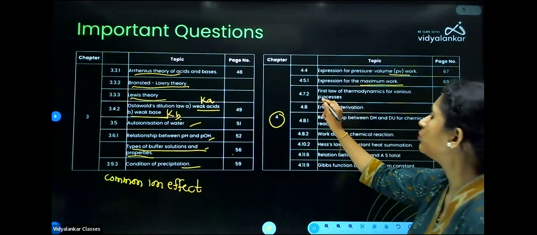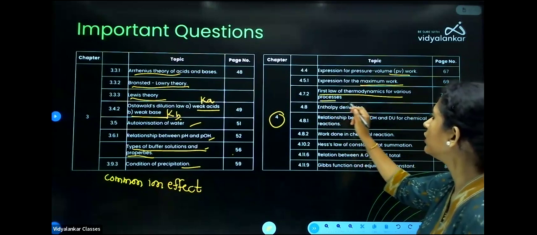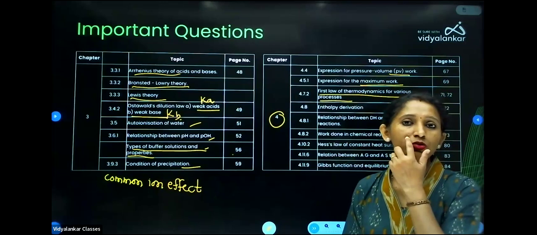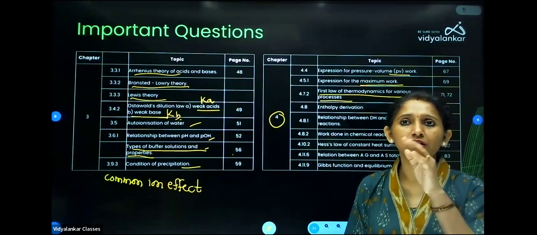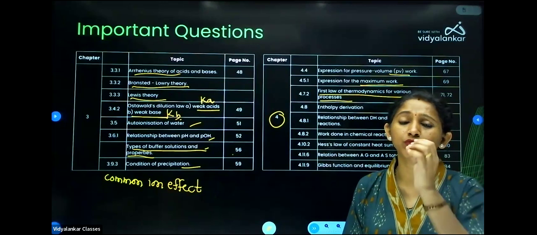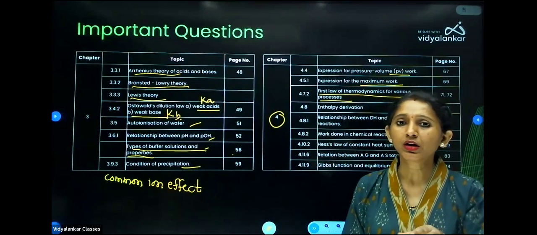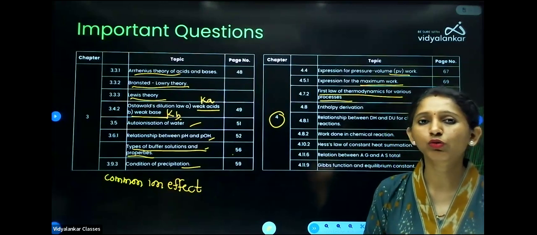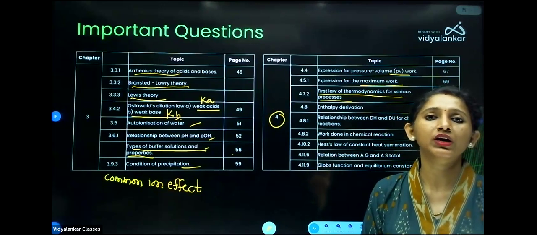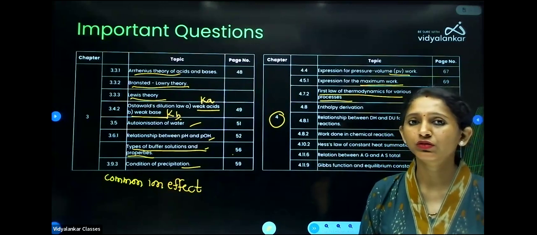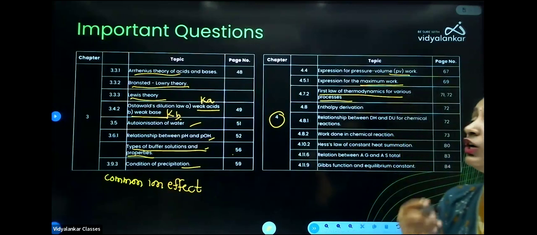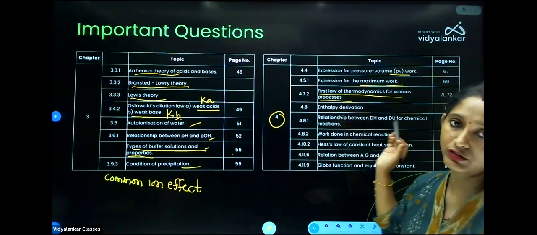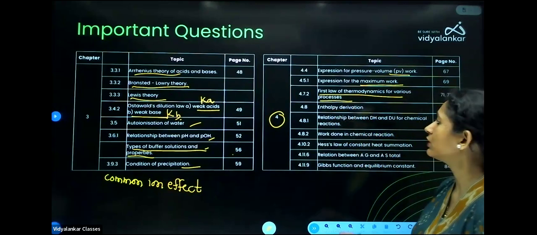Then again a very important question, that is the various processes with the first law of thermodynamics. If you go through the previous year question papers, you will find this question for 1 mark. Generally they ask for either isobaric, isochoric, isothermal, and then adiabatic processes. These are the 4 processes for which you may be asked to write the mathematical equation considering the first law of thermodynamics. So do not skip this topic.